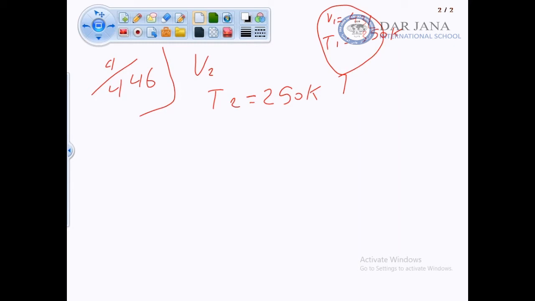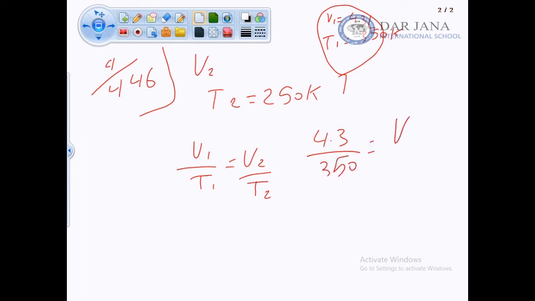According to Charles' law, V1 over T1 equal V2 over T2. V1 is 4.3, T1 is 350, V2 our target, which is X, and T2 is 250. The answer after calculation will be 3.1 liter.